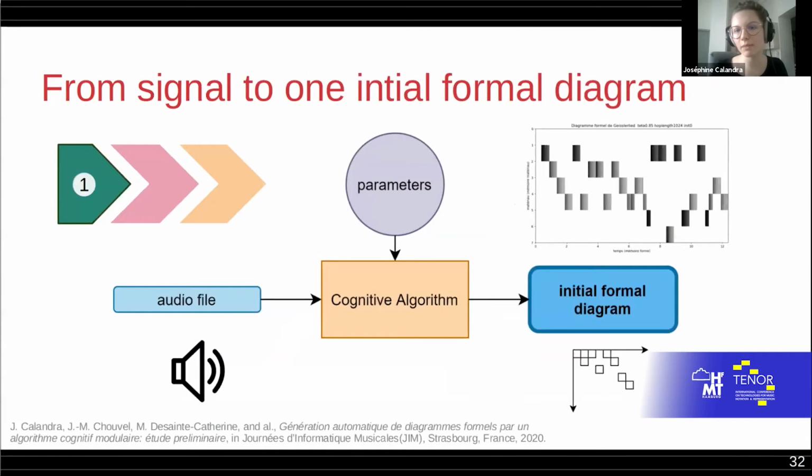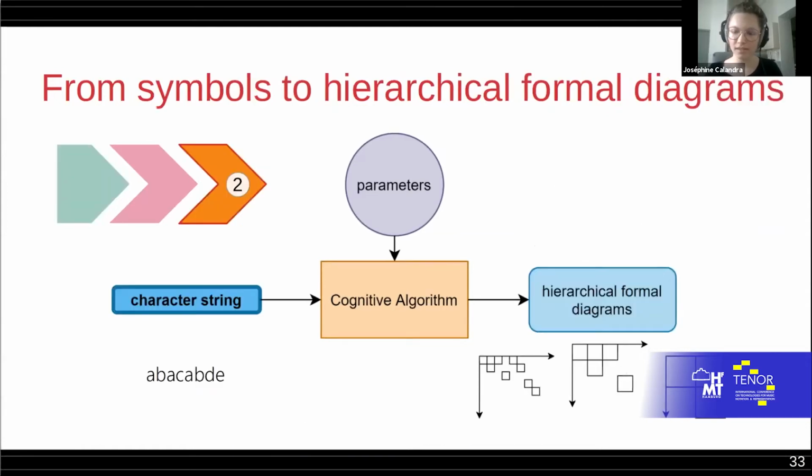So we presented the first step in a former article. This system takes as input an audio file and parameters such as the similarity threshold and the descriptors that we want to compute. And it gives us as output one unique formal diagram, and we can see an example of what we obtain here. The second step is the one we present today and takes as input a character string and parameters such as the structuration and similarity criteria. And we then obtain as output a series of hierarchical formal diagrams. The third step will be discussed in other studies.